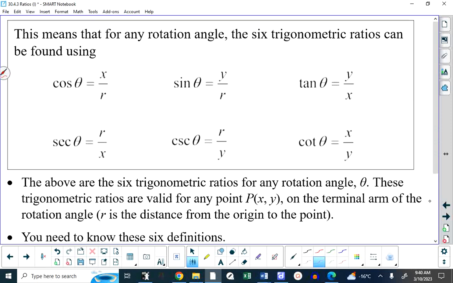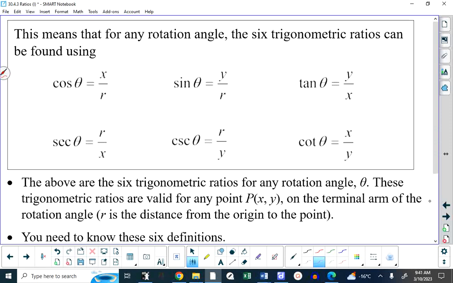And cotangent is the reciprocal of tangent. Tangent is y over x. Cotangent is x over y. So these are the 6 trigonometric ratios for any rotation angle, whether the terminal arm is intersecting the unit circle, producing a value of r of 1, or not intersecting the unit circle, producing an r of some other number. And you need to know them.